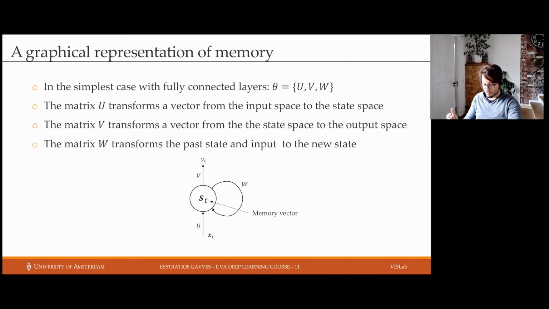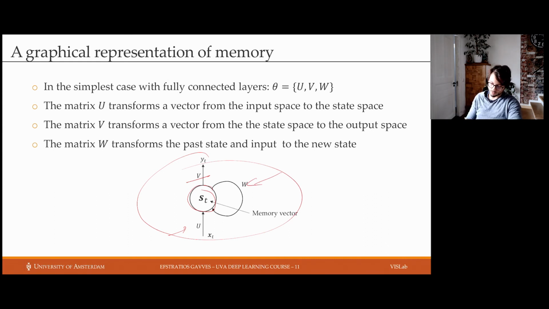Now, a memory can be graphically represented with this picture. In the simplest case for a recurrent neural network, as we'll see also in the following sub-lecture, it comprises a neuron or a set of neurons with three types of parameters: for the output, for the input, and for the memory.